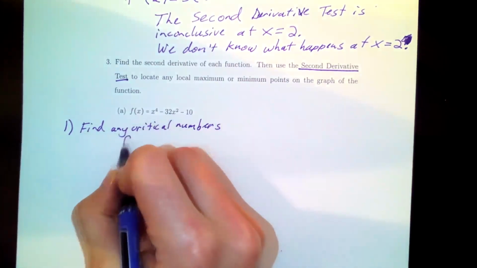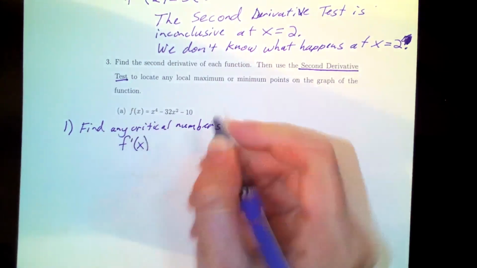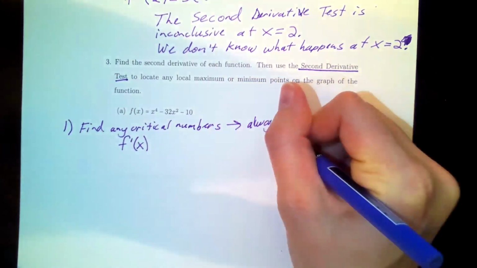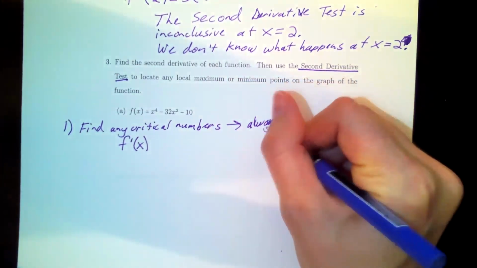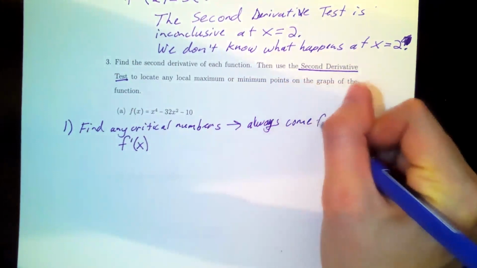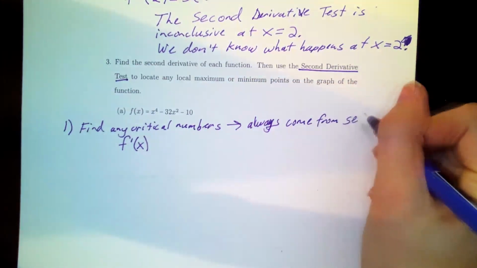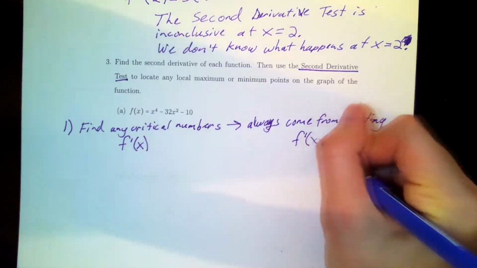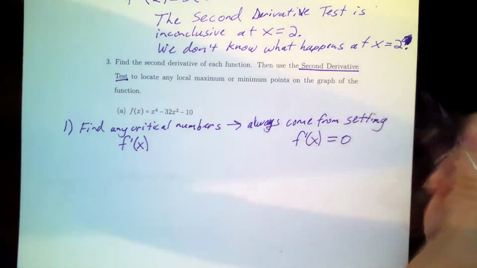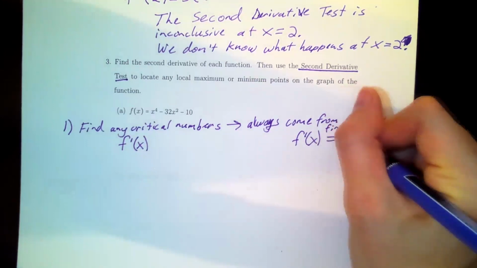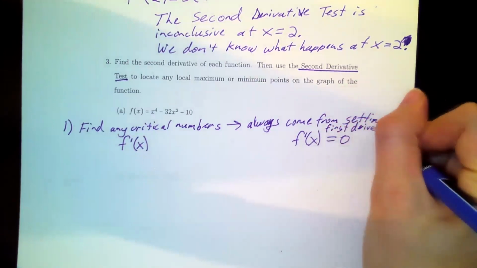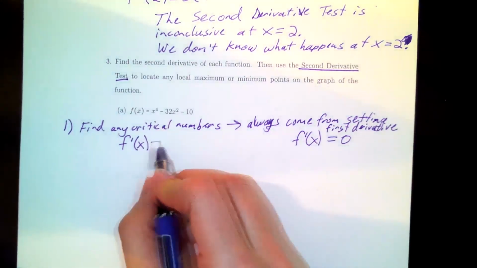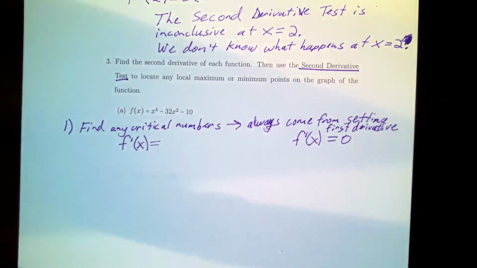So let's take the derivative of my function. Critical numbers always come from the first derivative. Always come from setting the first derivative equal to 0. First derivative. So don't forget that part. That's what we're doing. We take the first derivative, and then we're going to set it equal to 0 to get my critical numbers.